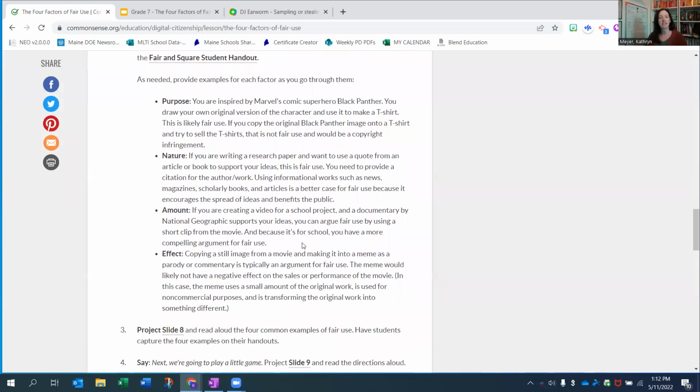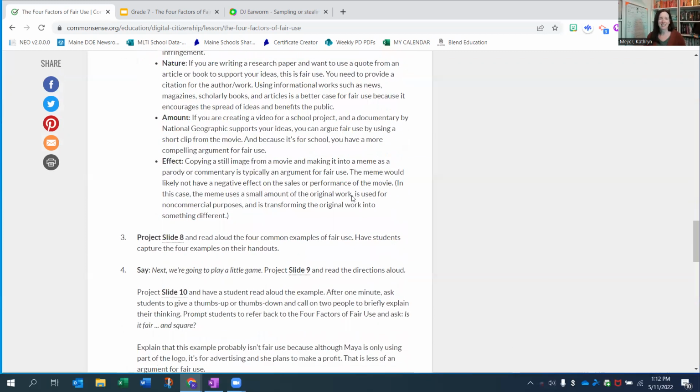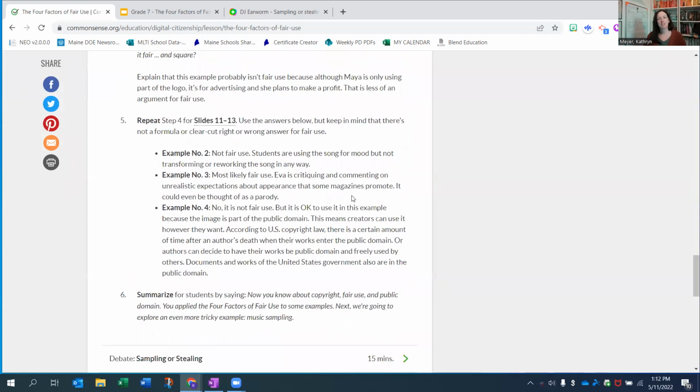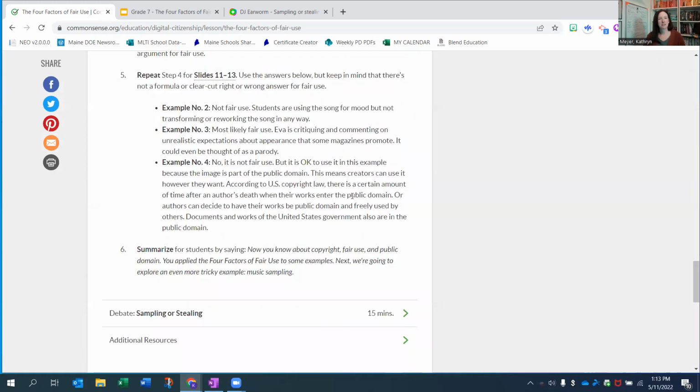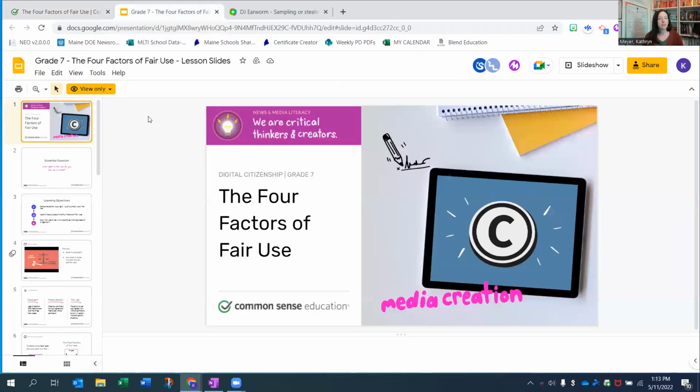And so you can see some of the examples here that you would talk about as you were teaching this lesson around Marvel's comic superhero Black Panther, writing a research paper, which is something your students encounter, creating a video for a school project, and then copying a still image from a movie and then making it into a meme. So these are some of the real world examples that you would start talking about at the beginning of the lesson. Again, I'm not going to go through this entire script, but I am going to show you some of these slides because I think these slides in this lesson are really great.